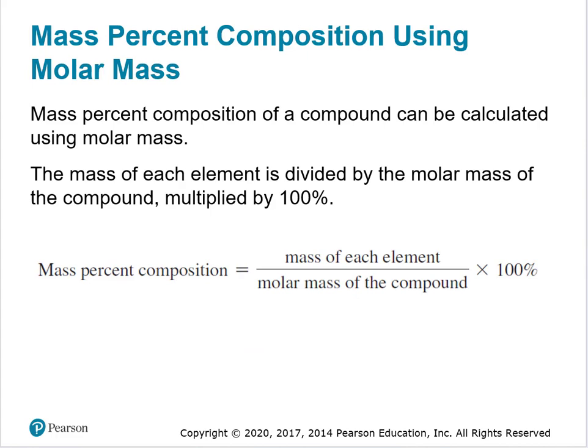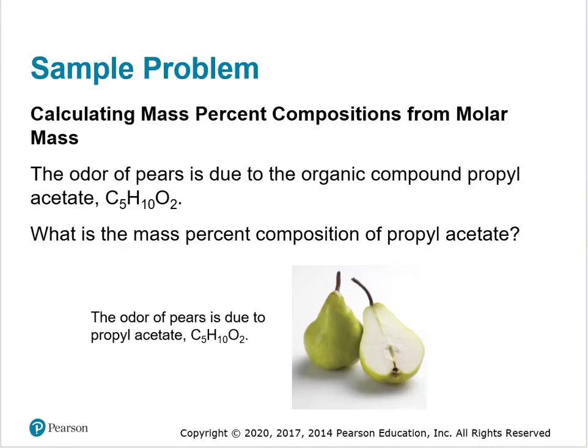Mass percent composition of a compound can be calculated using molar mass. We just use the periodic table. The mass of each element is divided by the molar mass of the whole compound, and then we multiply by 100. Let's say the odor of pears is due to the organic compound propyl acetate, C5H10O2. What is the mass percent composition of propyl acetate?